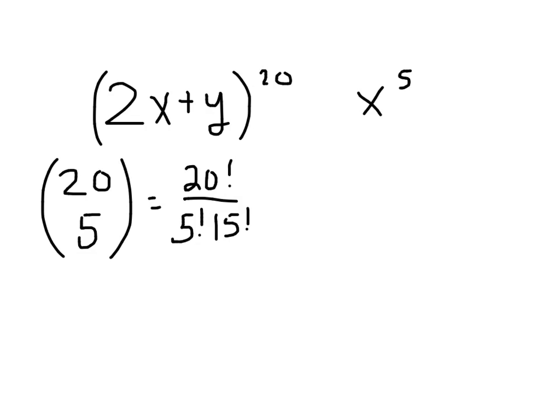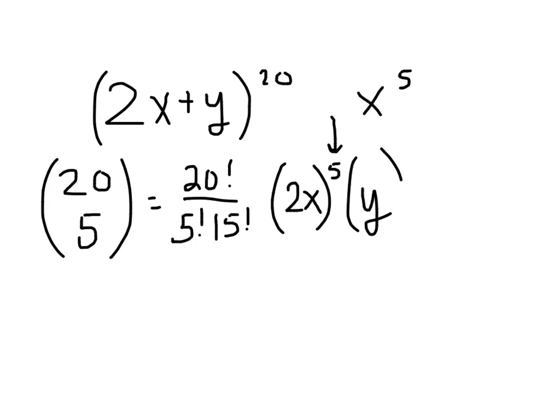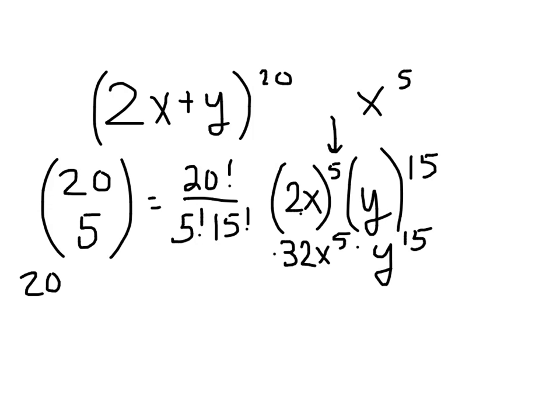Then what would happen is that you would have 2x, because that's the first term, to the 5th. And now remember how I said earlier that the exponents would have to add to be the highest exponent, which in this case is 20. If you've got a 5 here, then this one should be 15, because it should add to be a 20. Now as far as getting this number from here, this is the same as 32x to the 5th times y to the 15th times, now 20 factorial is the same as 20 times 19 times 18, 17, 16, 15 factorial.